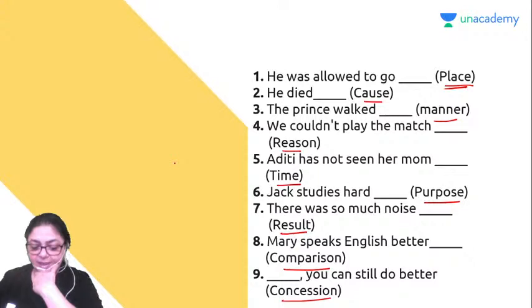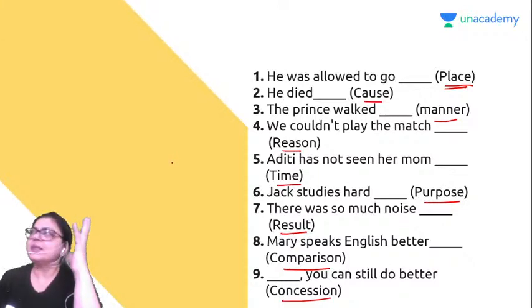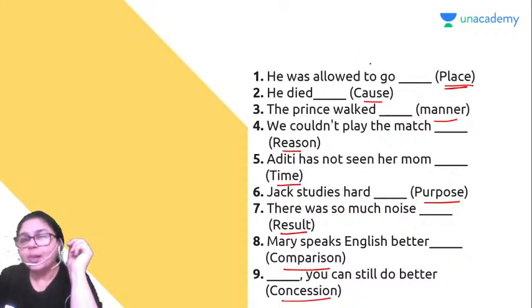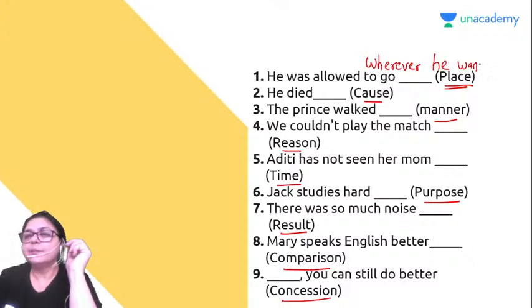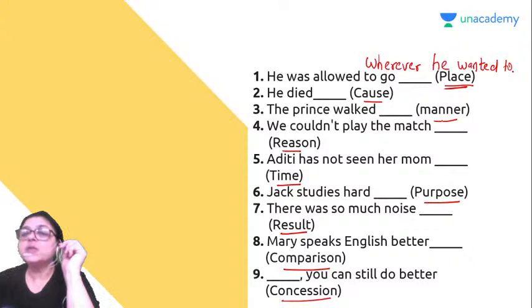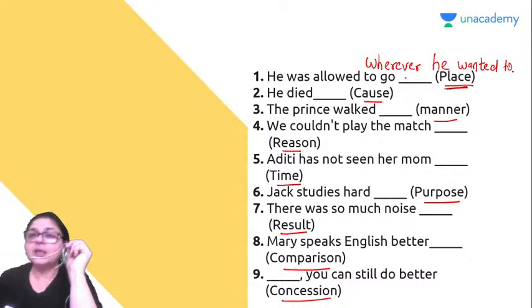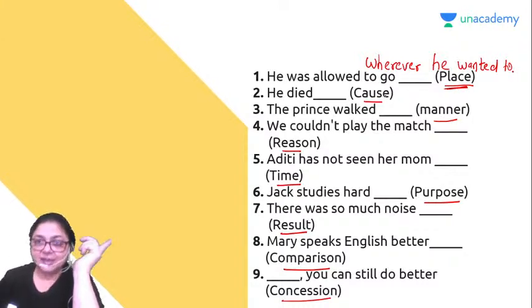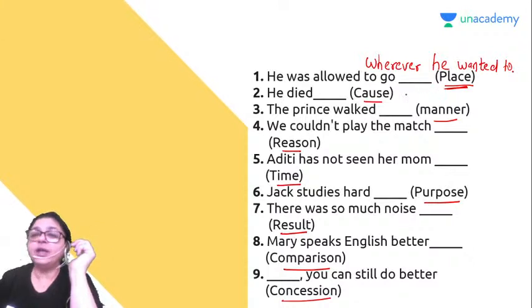Now what was my adverb of place? Okay. Now when I said adverb of place is like where, wherever. Yes, I remember. Okay, so now he was allowed to go wherever he wanted to. Yes, if I want to finish my sentence with the clause of place, I'm going to put wherever he wanted to.